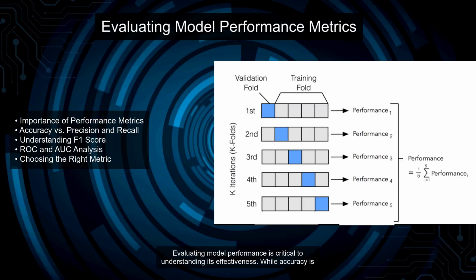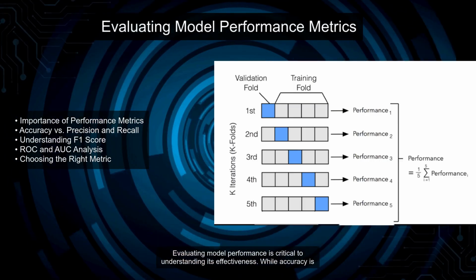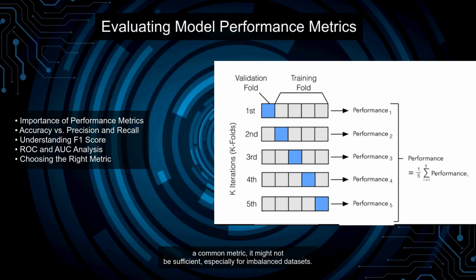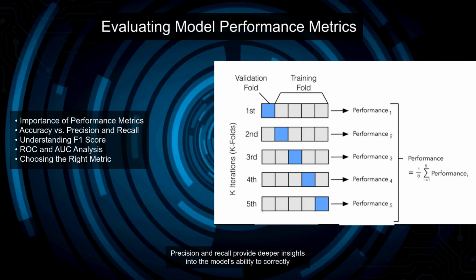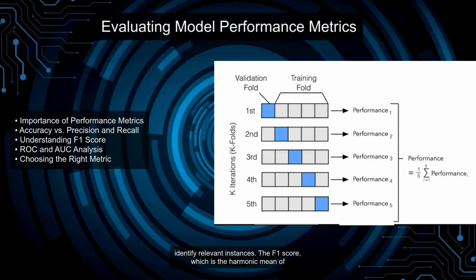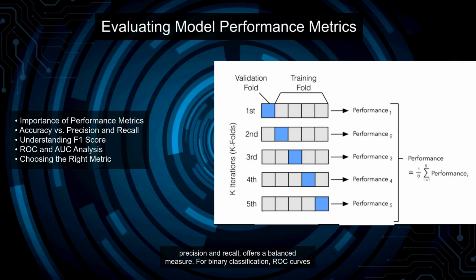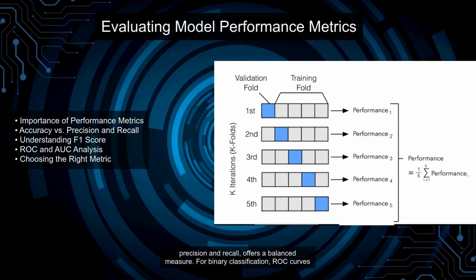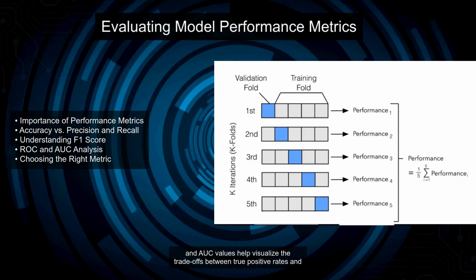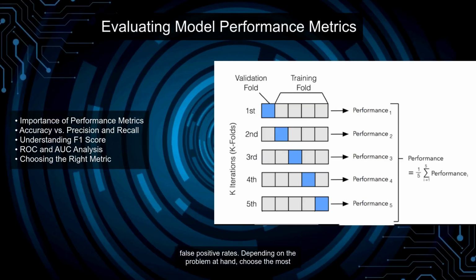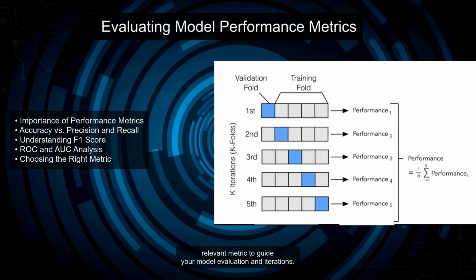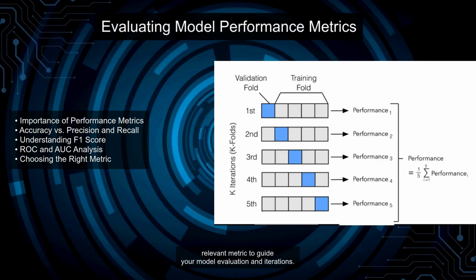Evaluating model performance is critical to understanding its effectiveness. While accuracy is a common metric, it might not be sufficient, especially for imbalanced datasets. Precision and recall provide deeper insights into the model's ability to correctly identify relevant instances. The F1 score, which is the harmonic mean of precision and recall, offers a balanced measure. For binary classification, ROC curves and AUC values help visualize the trade-offs between true positive rates and false positive rates. Depending on the problem at hand, choose the most relevant metric to guide your model evaluation and iterations.